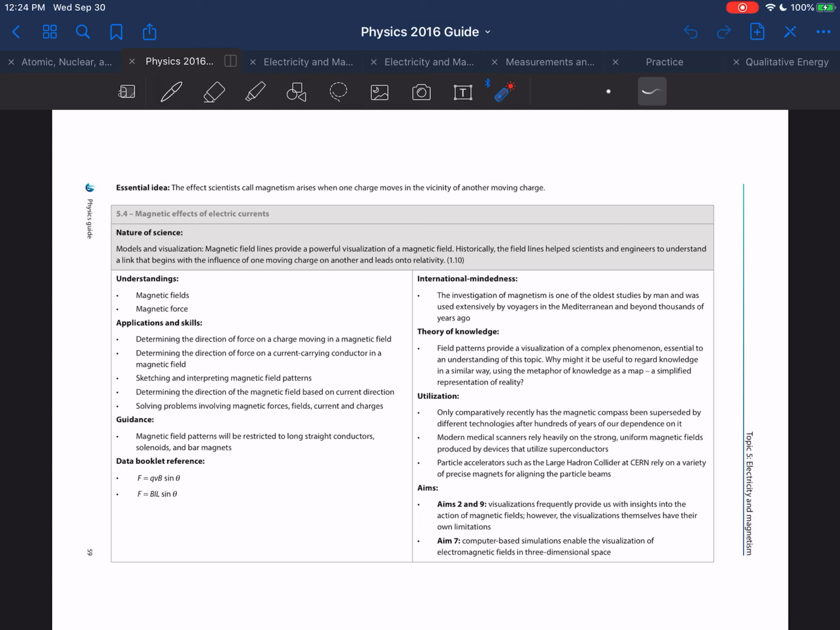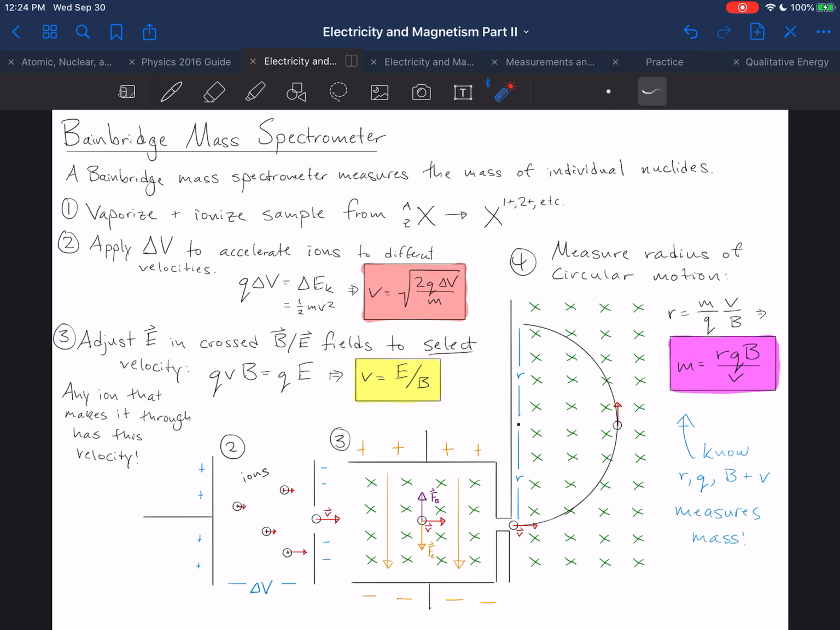Hello everyone, in this video we will continue examining topic 5.4, the magnetic effects of electric currents, and we will unpack the components of a Bainbridge mass spectrometer. So, as discussed before, a Bainbridge mass spec measures the mass of individual nuclides.